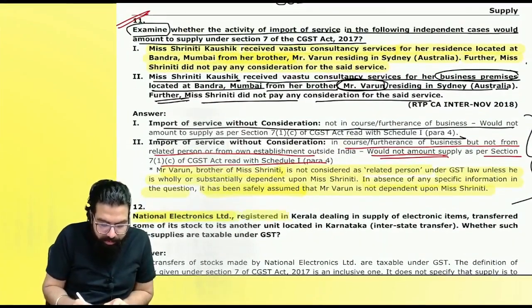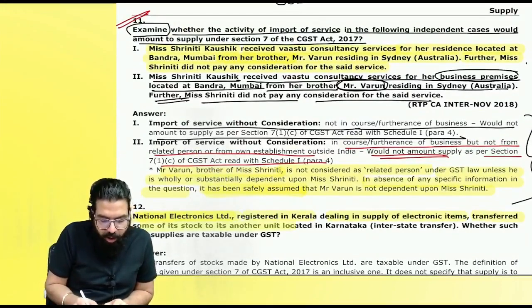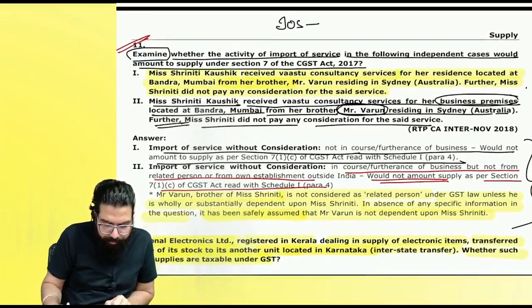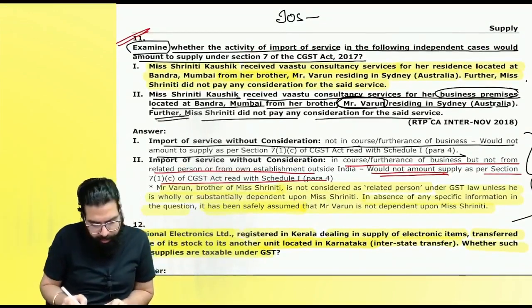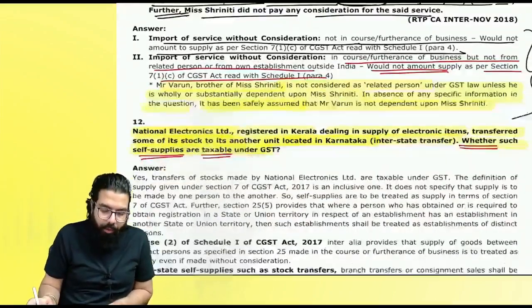National Electronics, registered in Kerala, dealing in supply of electronic items, transferred some stock to its another unit in Karnataka. Whether such supply would amount to supply under GST, everyone? Why? Supply between distinct persons. What are they asking you over here? Whether such supplies are taxable under GST. What will you say, everyone?